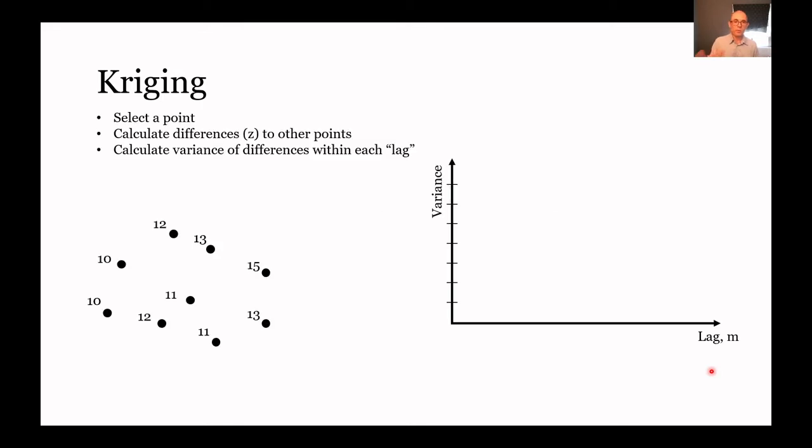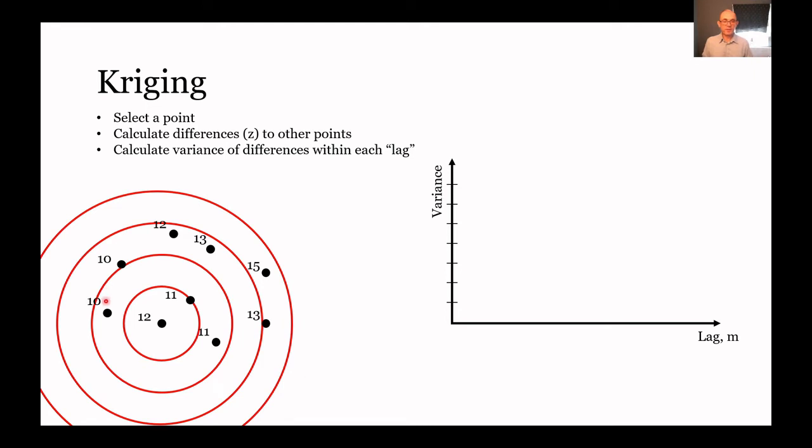So what we do when we create this variogram or semi-variogram is we look at the variance within certain distances from data points. So here we've gathered data points. Each of these marked shows an elevation, and we start by taking a point. We're going to go through every single point in our data set. We're going to do this analysis on every single data point.